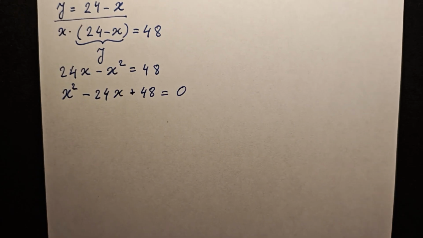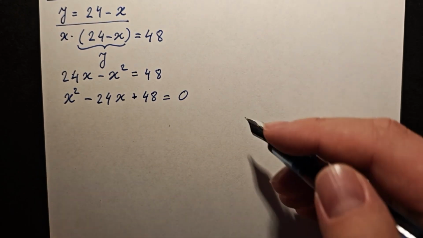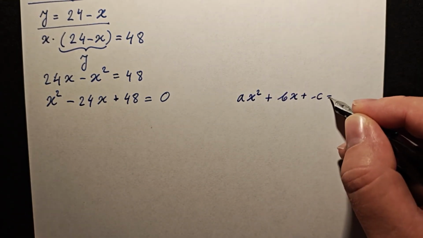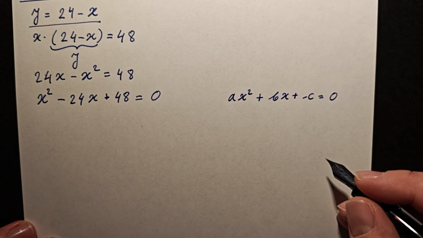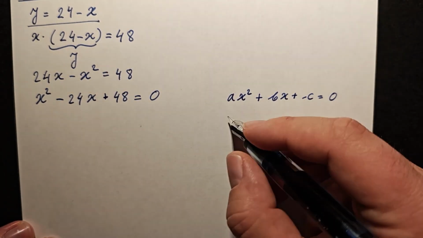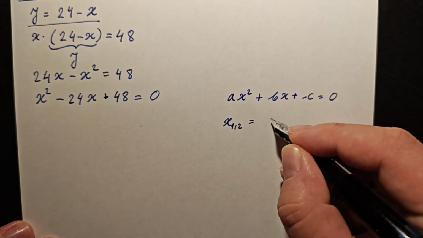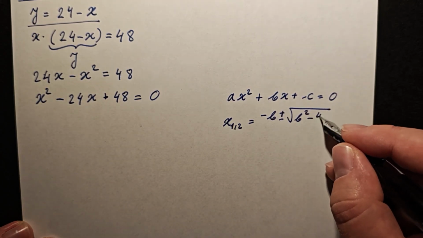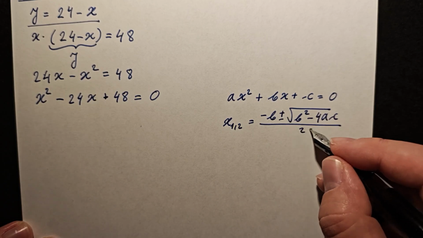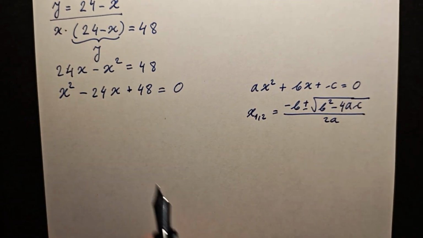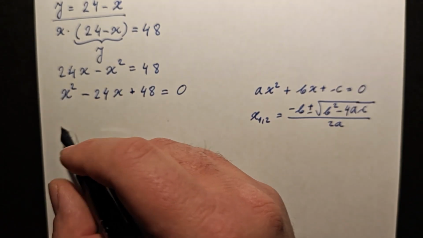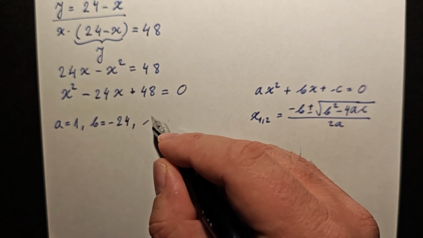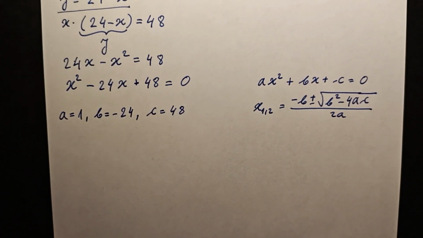Just a little reminder here. A quadratic equation is given in the form ax squared plus bx plus c is equal to 0, and its solution is given by the quadratic formula. x1 or 2 is equal to negative b plus or minus the square root of b squared minus 4ac, everything divided by 2a. As you can see now, we have in our example that a is equal to 1, b is equal to negative 24, and c is equal to 48.